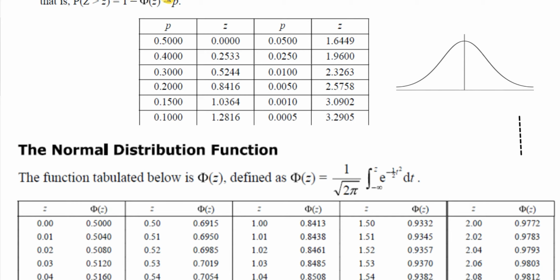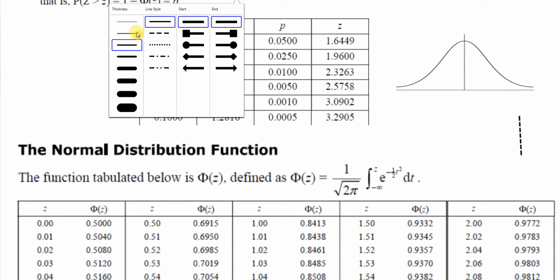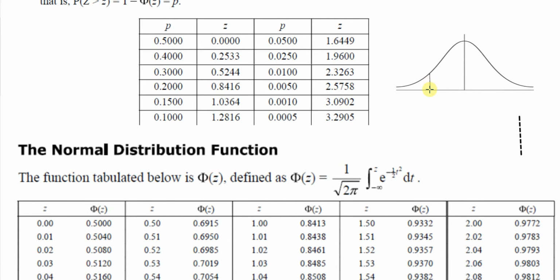So we have to go to minus 0.5. Let's say it's over here. Negative 0.5. We need to find the area in this section over here. But we can't look up minus 0.5 because it's not in the table.